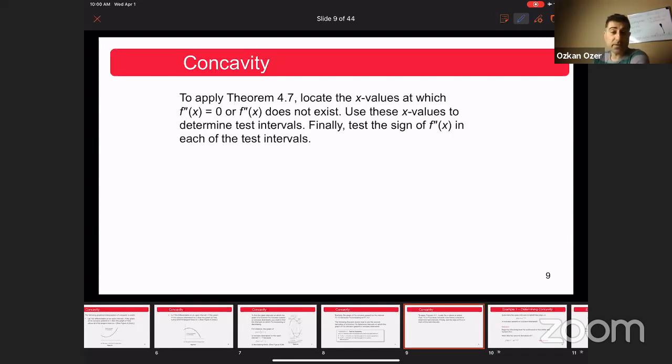You may run into the situation where f double prime is 0, or f double prime doesn't exist. You don't call those critical numbers, but they serve like critical numbers to determine the sign of f double prime on subintervals. So to locate those intervals, we're going to either solve f double prime of x equals 0, or check if there is any x that makes f double prime undefined.